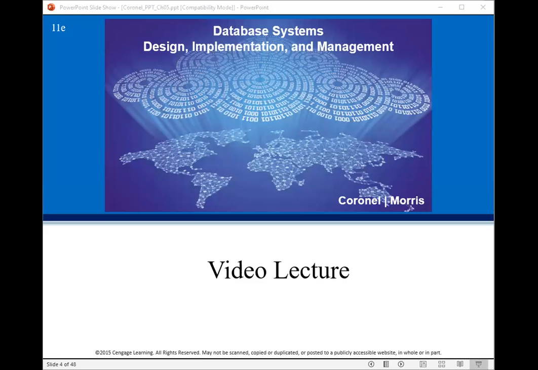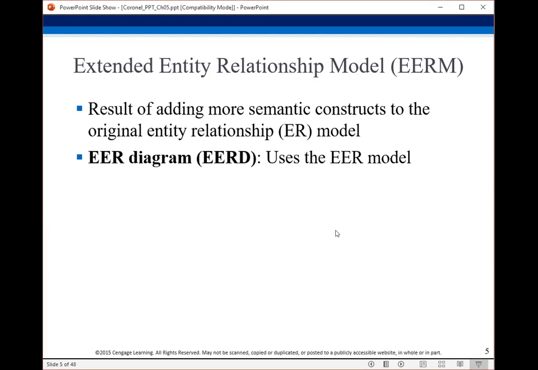Okay, so in this chapter, we're going to learn about the extended entity relationship model capabilities: clusters, supertypes, subtypes, and composite keys. So extended entity relationship modeling is a result of adding some semantic constructs to the original ER model that represent some of the things going on in databases today.